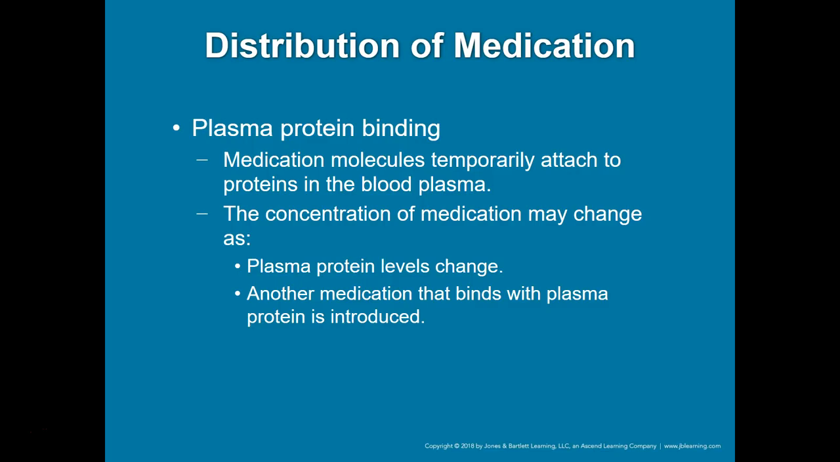Plasma protein binding. Medication molecules temporarily attach to proteins in the blood plasma. Concentration of medication may change as the plasma protein levels change, and when another medication that binds with plasma protein is introduced. So all of that, depending on what the medication is, can really affect how it gets into the body.